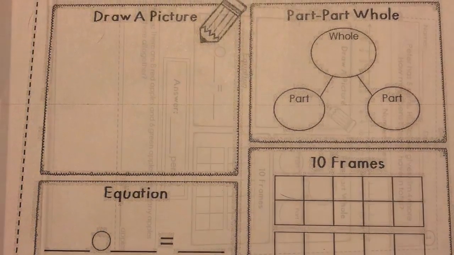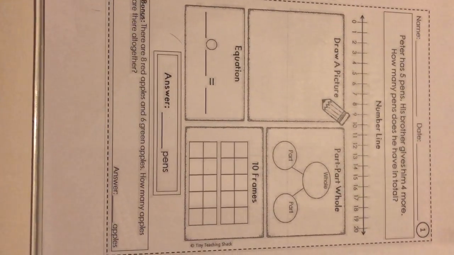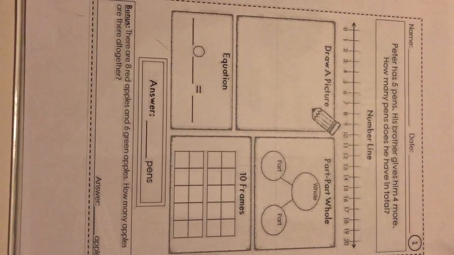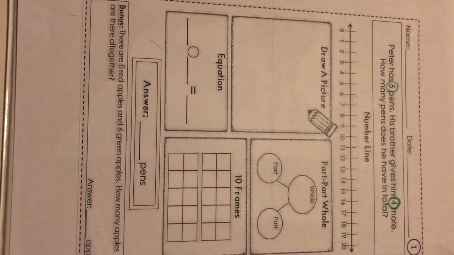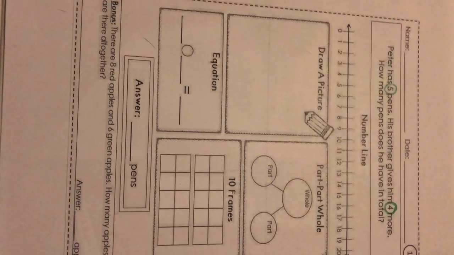So now we can try it together. First, Peter has 5 pens. His brother gives him 4 more. How many pens does he have in total? So what do we circle? We circle the numbers 5 and 4. Now, what do we want to know? After you circle, you underline. How many pens does he have in total?